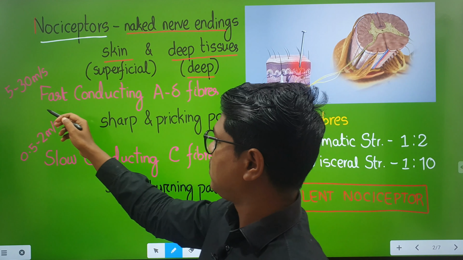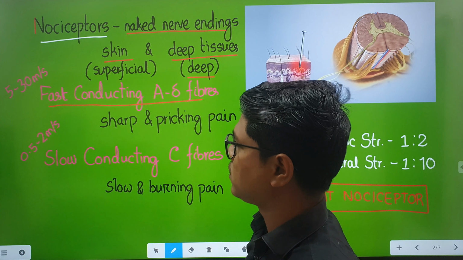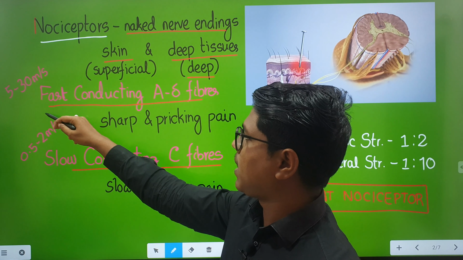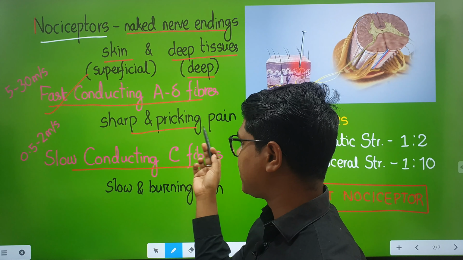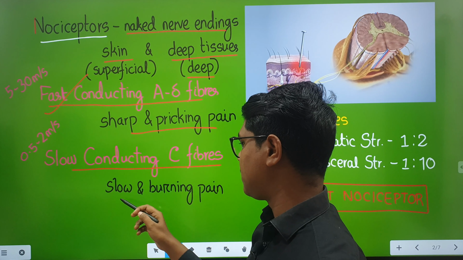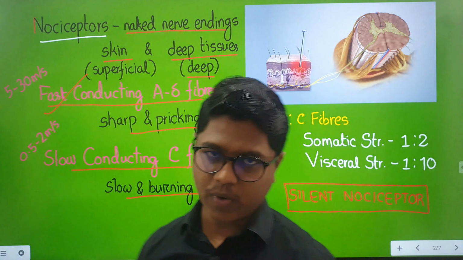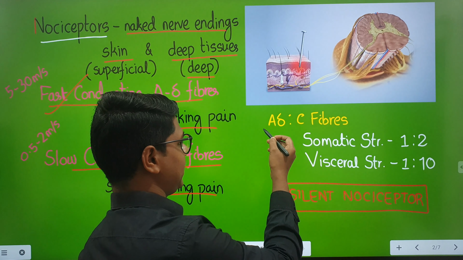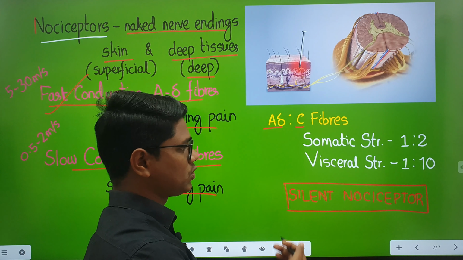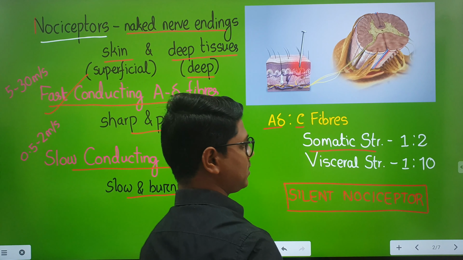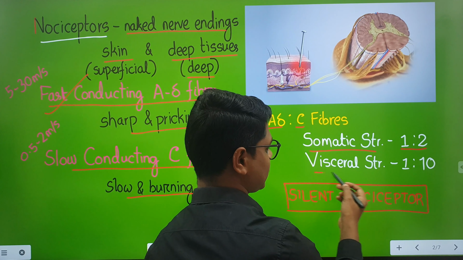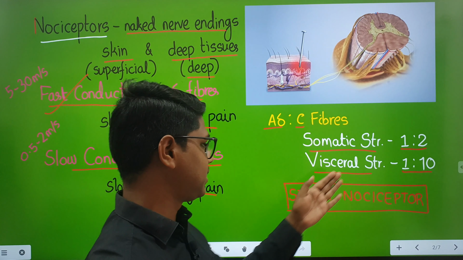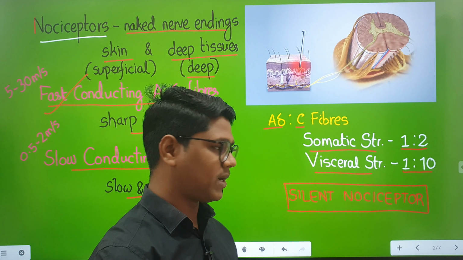And you should know that there are two types of fibers, the fast conducting A delta fibers and slow conducting C fibers. The fast conducting fibers are basically responsible for sharp and pricking pain, while the slow conducting C fibers are responsible for slow and burning pain. Now you should know the ratio of A delta to C fibers. In somatic structures like skin, you will find the ratio 1:2, and in visceral structures you will find the ratio 1:10. It means there are more slow conducting fibers in visceral structures than in somatic structures.